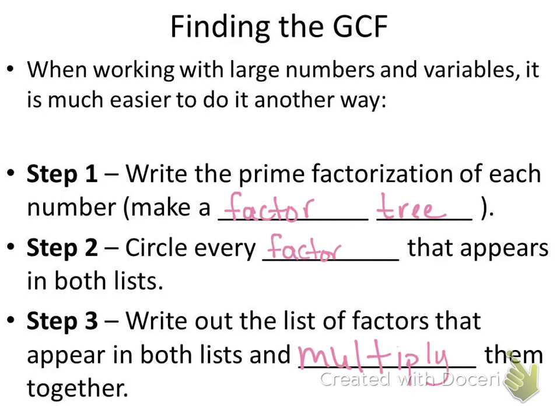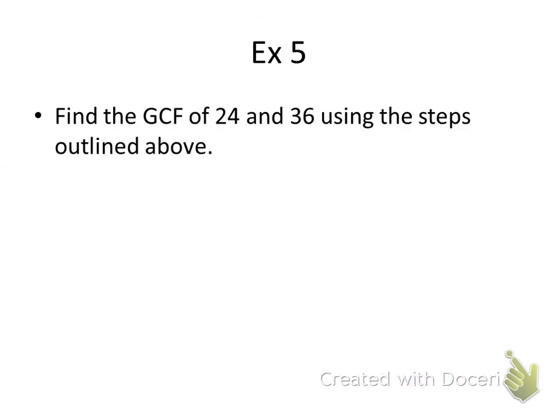So look at example number 5 now. It's at the very bottom of your page. You're going to have to squeeze it in. I know you already understand what the factors are of 24 and 36, but now we're going to follow steps 1 through 3 to determine what they are. So we're going to do a factor tree of 24 and a factor tree of 36. You're going to have to write kind of small to get it all under there.